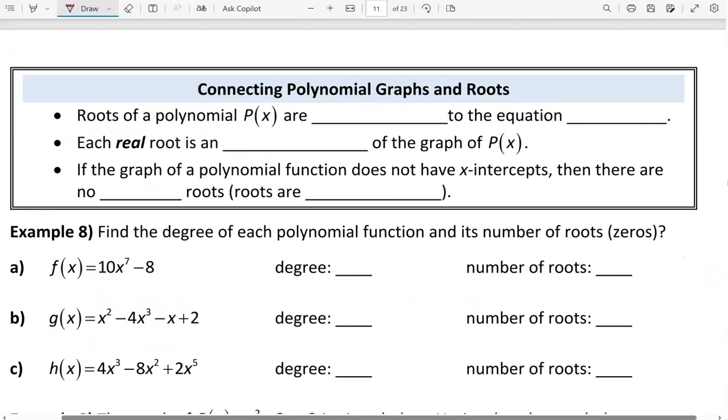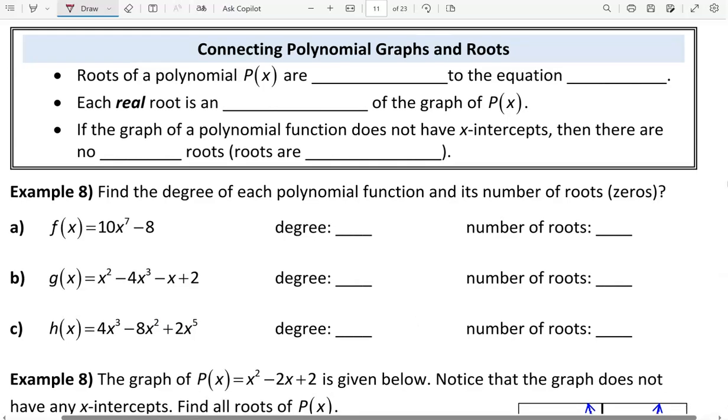Now let's move on to connecting polynomial graphs and roots. Remember that roots of a polynomial p of x are solutions to the equation p of x is equal to 0. Each real root is actually an x-intercept. Whenever y is equal to 0, that gives us an x-intercept on the graph.